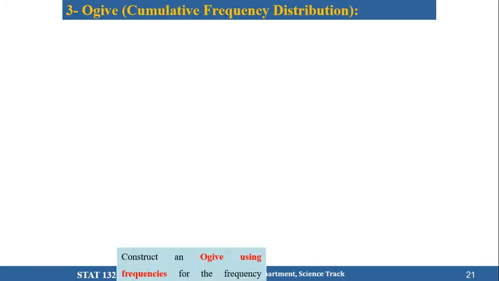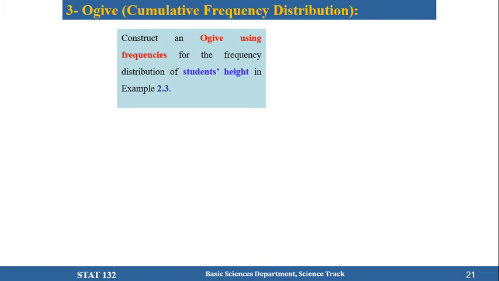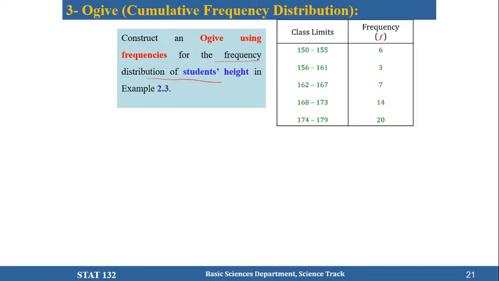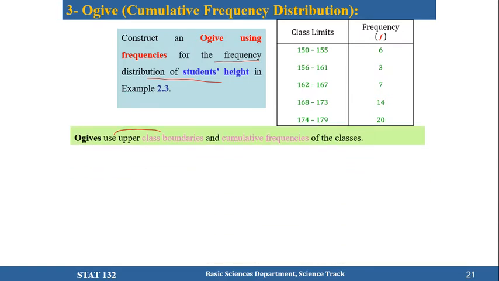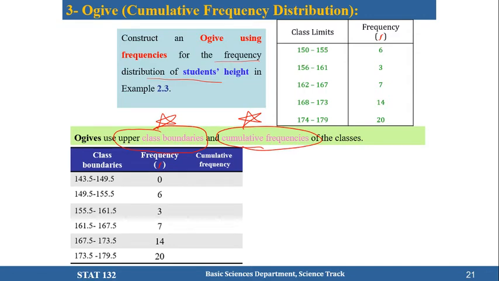So let's look here. Now let's construct an ogive using the frequencies for the frequency distribution of heights. Now here is the information again. We want to find the upper class boundaries, this is important, and the cumulative frequencies. These are the two things we will use in graphing the ogive. Now these are the class boundaries. The upper boundaries are those, see, these are the upper ones. Now these are the frequencies, but the cumulative frequencies will be 6, then 0 plus 6 is 6, 6 plus 3 is 9, 7 plus 9 is 16, and then 14, it will be 30, and then it will be 50. So in total we have 50 frequencies.